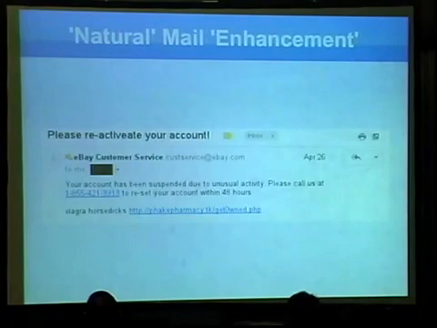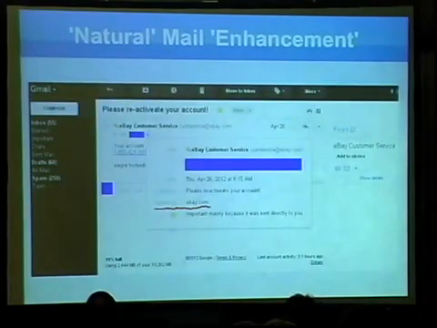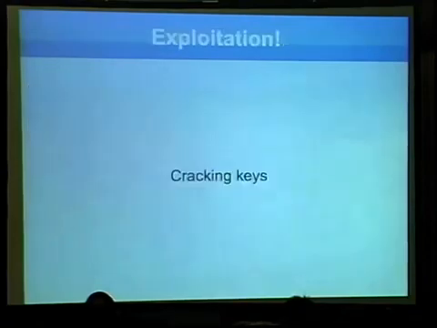Totally legit. Totally legit. Okay, here's a little more of Gmail's UI. If you click the little info button, it'll say signed by ebay.com. And this went straight into my inbox and was marked as important. Very important. It is. Very important opportunity for natural male enhancement.